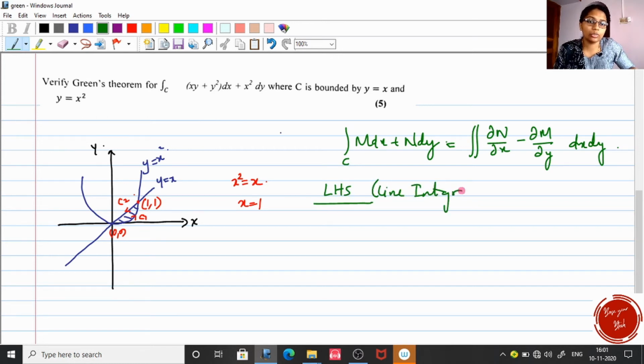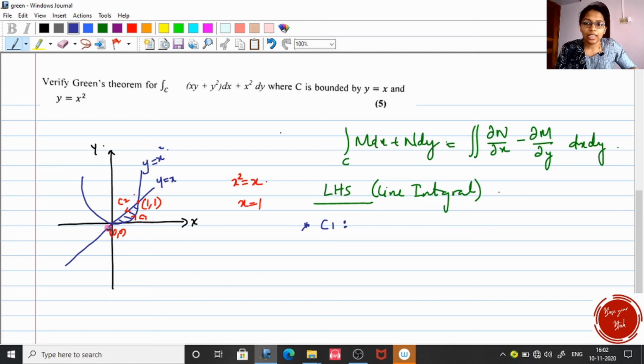Let's do the line integral first, and as you can see in the figure, you have got two curves, curve 1, C1, and curve 2, C2. Let us do it stage by stage, starting from curve 1. And what is this curve 1?